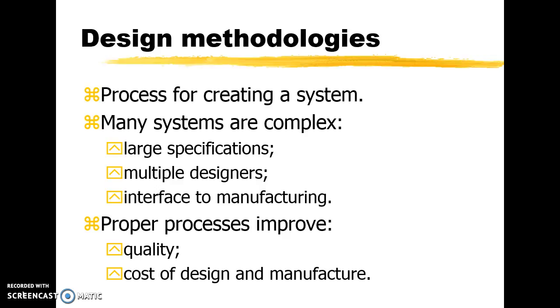Typical specifications of a product will include functionality, for example, a personal digital assistant. Manufacturing cost: it must have a retail price below $2,000. Performance: it must power up within 3 seconds. Power consumption: it must run for 12 hours on 2 AA batteries, or other properties.